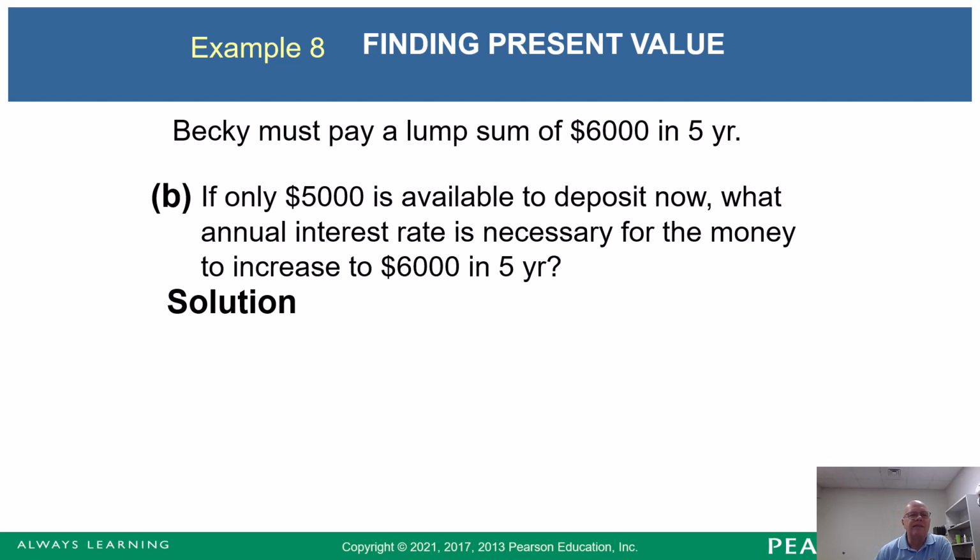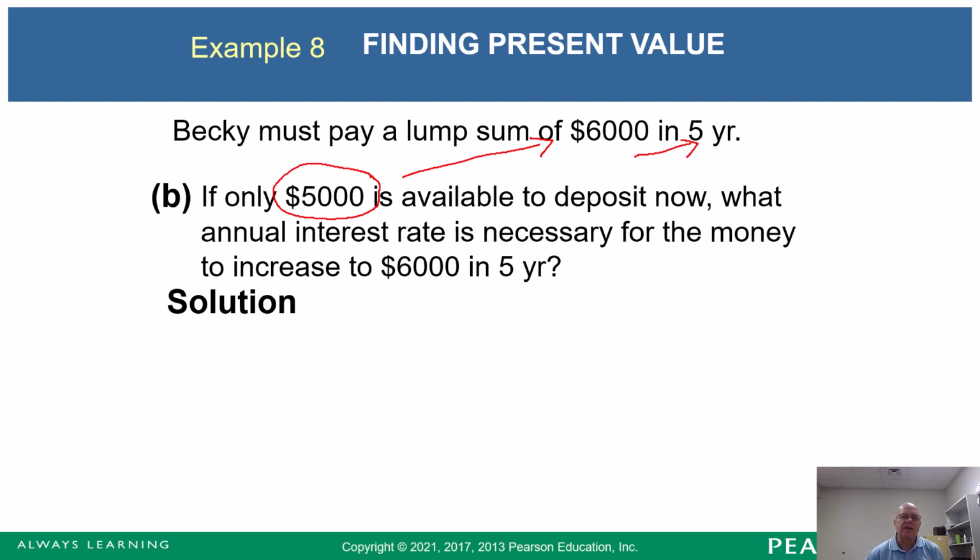Now, this is a bit of a twist on it. Becky doesn't have that much money. She only has $5,000. But she needs $6,000 in 5 years. How can she get that?